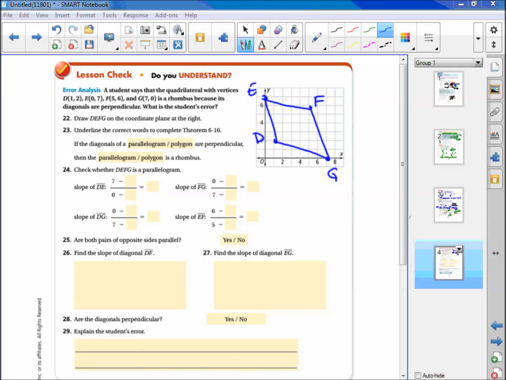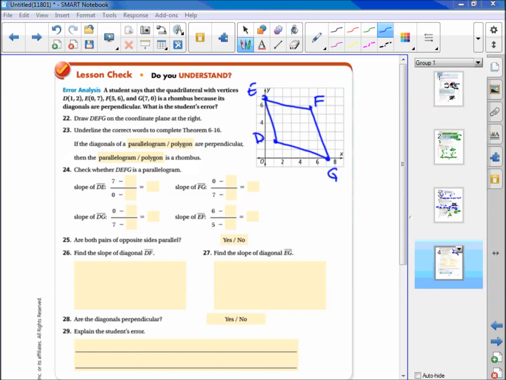And I'm going to say that's probably not a rhombus because FG and DG look longer than ED and EF. But there is another shape that has perpendicular diagonals, and we'll probably figure out what that is by the end here. So we've drawn DEFG on the coordinate plane. Underline the correct words to complete theorem 6-16.